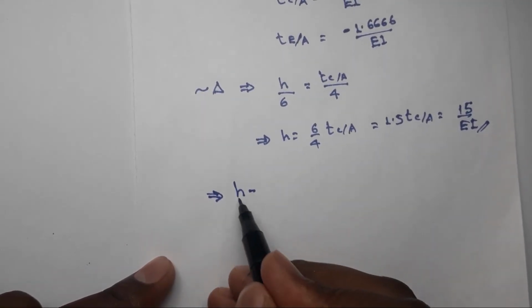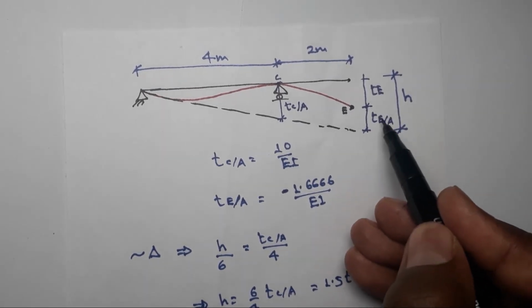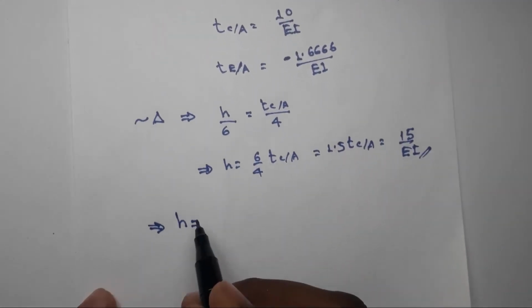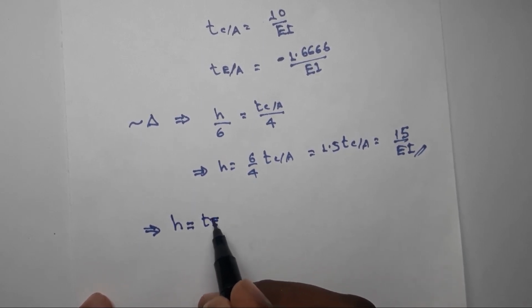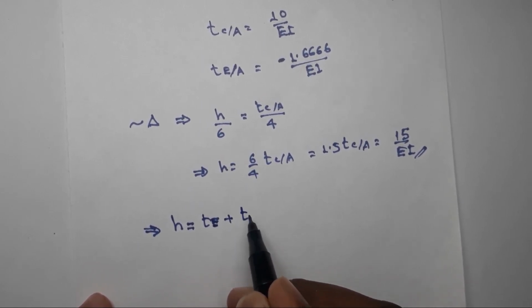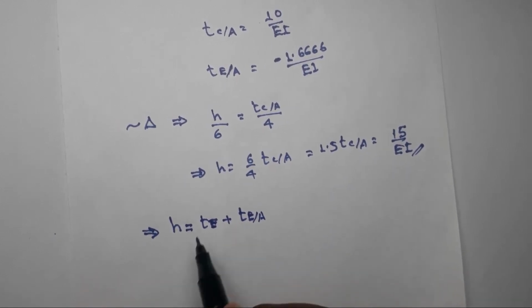From here, what we get is h equals te plus te with respect to a. The translation of e plus the translation of e with respect to a. So let's substitute the values.